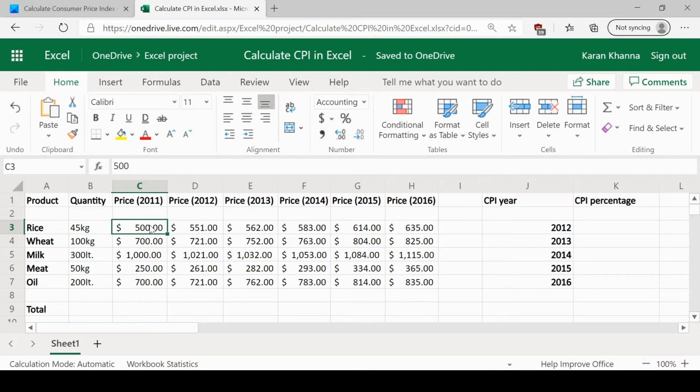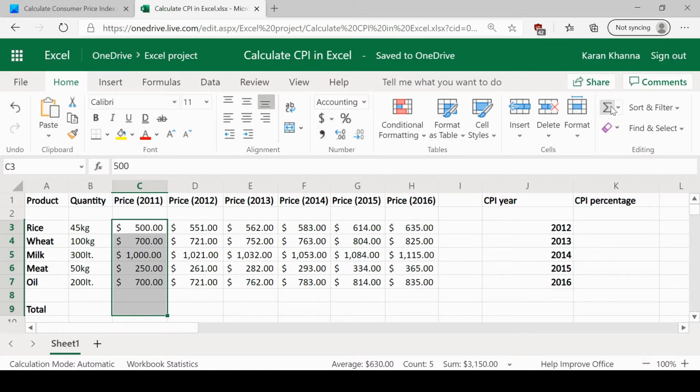In this data, a person buys a basket of commodities consisting of the following: 45 kg rice, 100 kg wheat, 300 liters milk, 50 liters meat, and 200 liters of oil in a year. What would it cost him in 2011? Let us calculate it using the sum function.